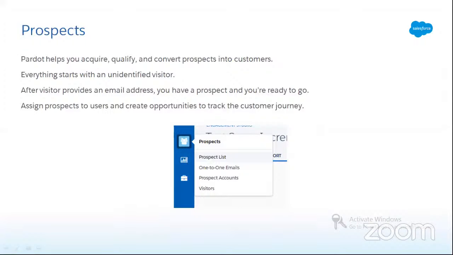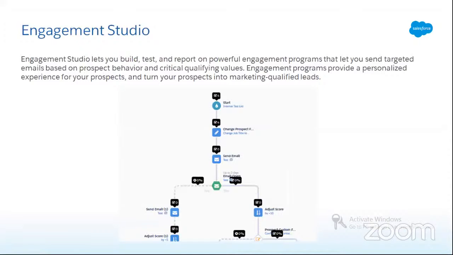So engagement studio, let me just type it in. So we'll see engagement studio. What is an engagement studio? Engagement studio is a path of a prospect that we can create, and it is a simple drag and drop thing. It lets you build, test and report the engagement program. Whatever you create in engagement studio is called an engagement program. It provides a personalized experience for your prospects.